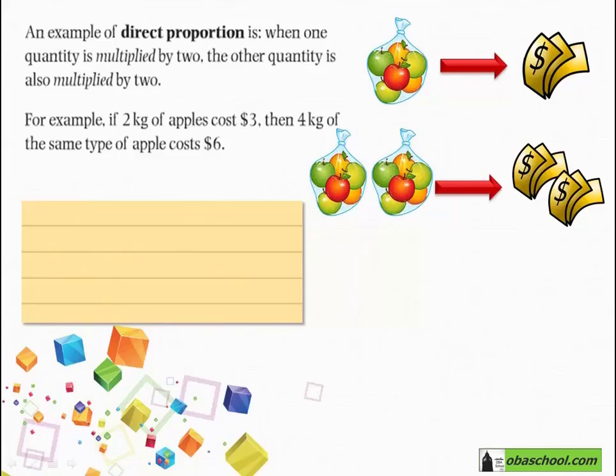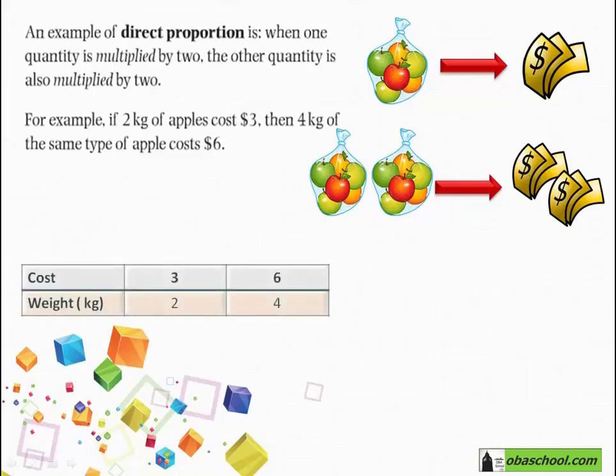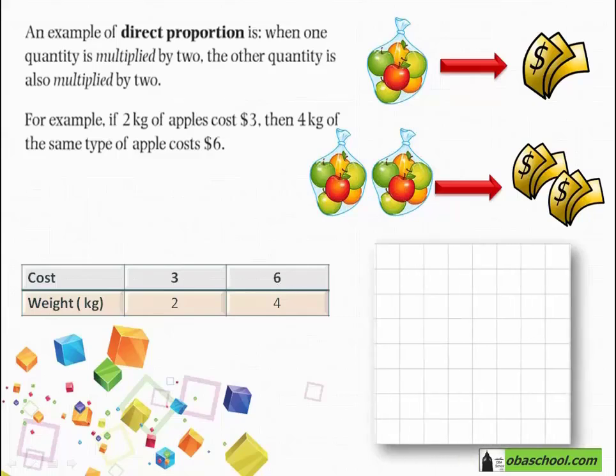If we look at this table, we will see the two variables, which are the weight and the cost. The cost of 2 kilograms is $3, while the cost of 4 kilograms is $6. Let's sketch them on a graph. The cost will be on the horizontal line, while the weight will be on the vertical line. For the cost, this will be 3 and 6, while for the weight, this will be 2 and this 4.